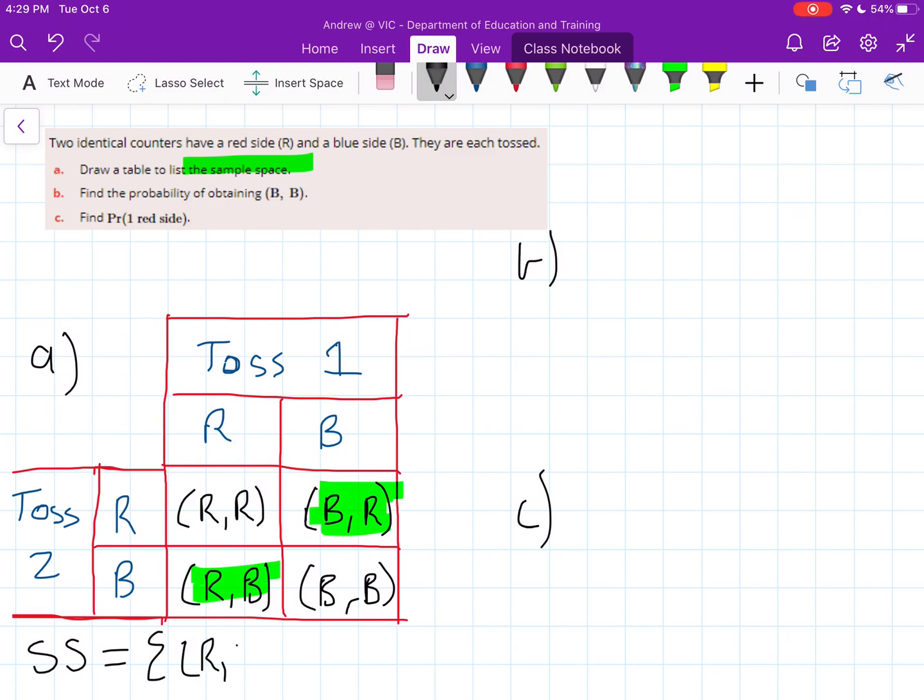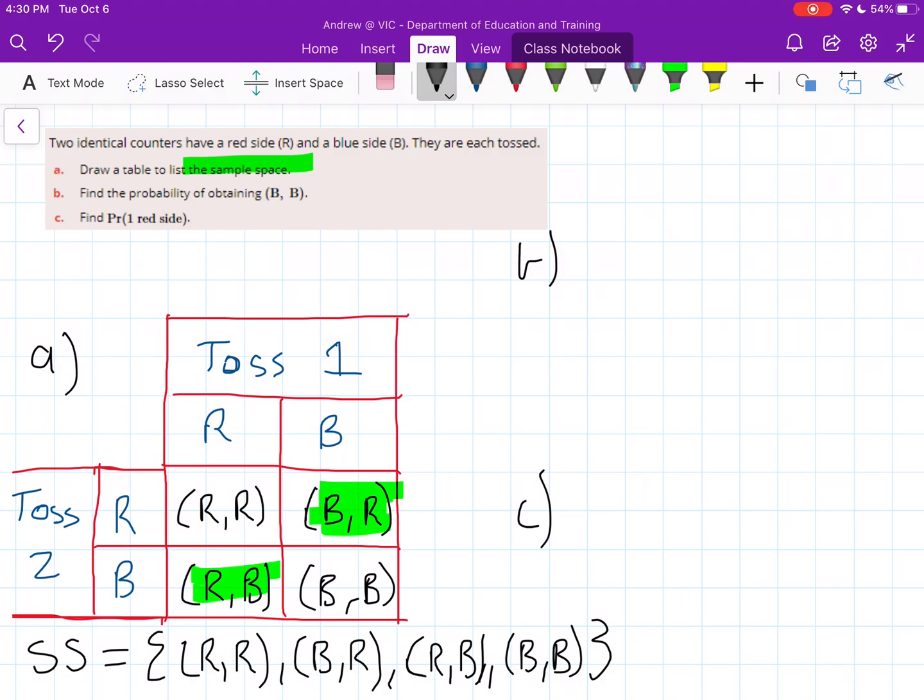So we've got red, red that can happen, and we also have blue, red. We also have red then blue, and then finally we have blue and blue. So that's our sample space as denoted by those brackets there.